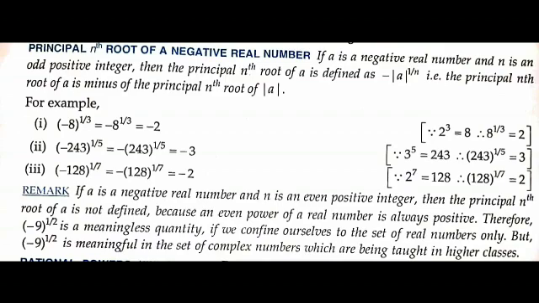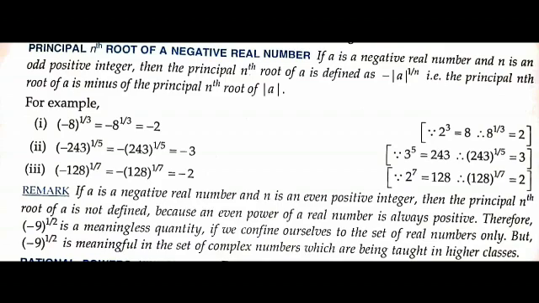Therefore, minus 9 to the power 1 by 2 is a meaningless quantity if we confine ourselves to the set of real numbers only. But minus 9 to the power 1 by 2 is meaningful in the set of complex numbers, which you will learn in higher classes, considering iota, that is, iota square will give you minus 1.